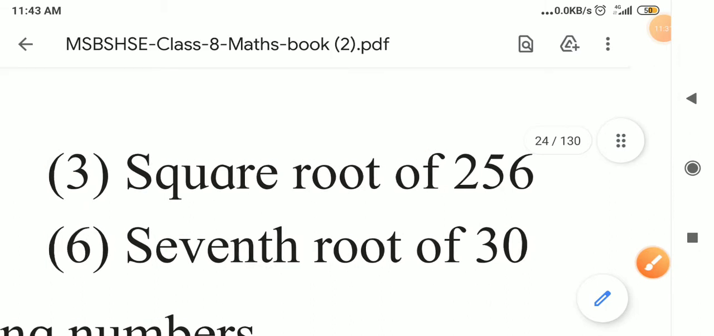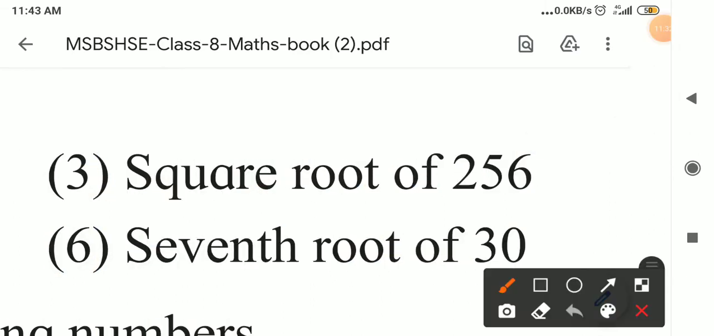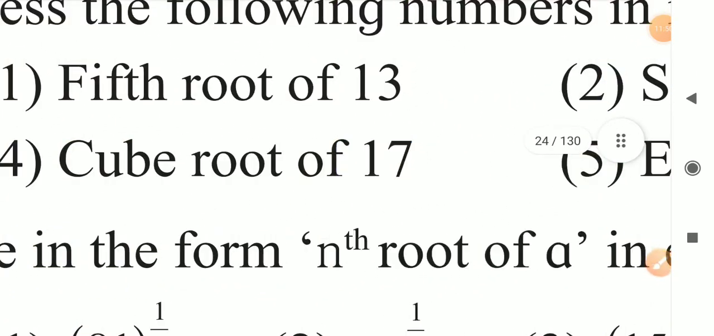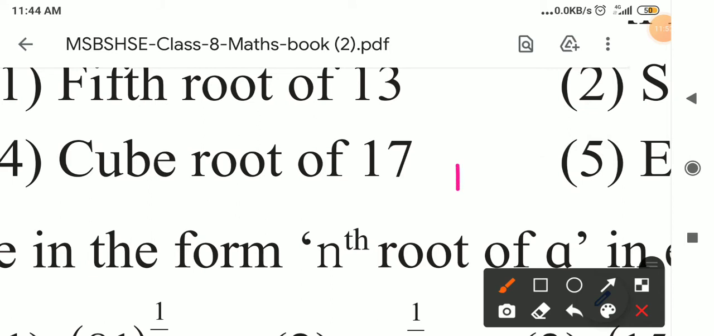Next question, square root of 256. Square means what I told you? Square means 2. So here you can write the square root of 256 in this form: 256 raised to 1 upon 2. Understand? Now we will see question number 4. Cube root of 17. How to write the cube root of 17? So 17's power 1 upon 3.